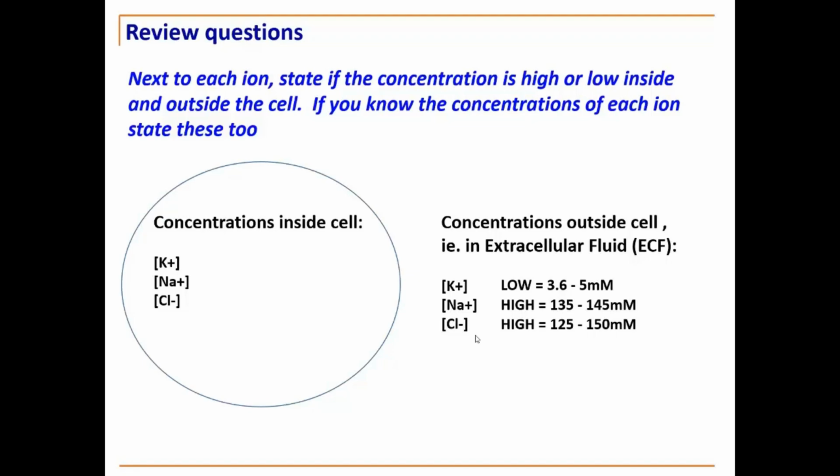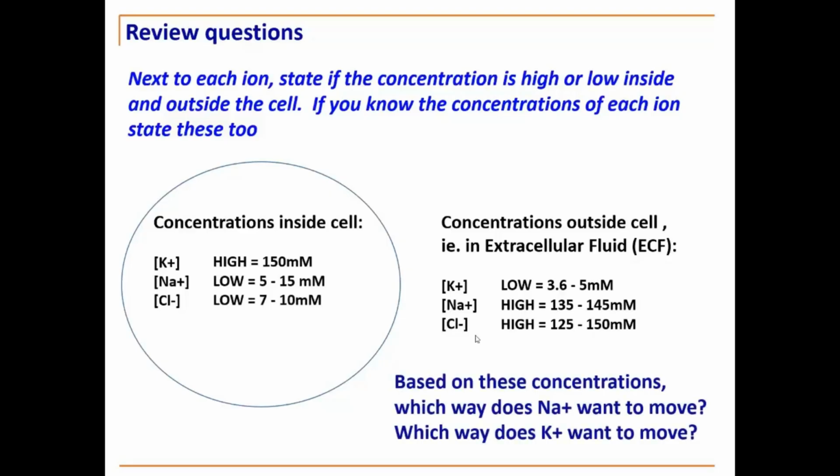Okay, so concentrations inside the cell. Potassium is obviously high, sodium low, chloride low. You don't need to know those values, okay? The concentrations inside the cell, it's really not important. Just know that their levels are opposite to outside the cell.